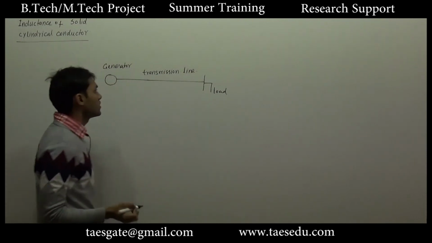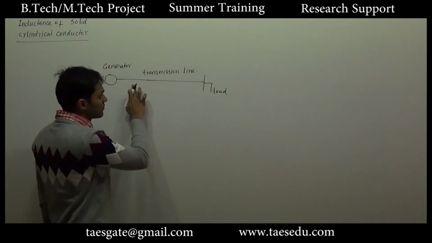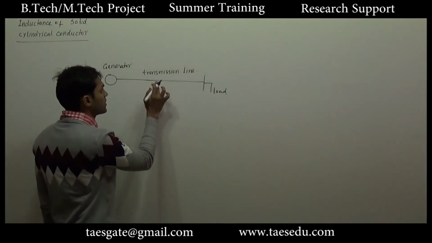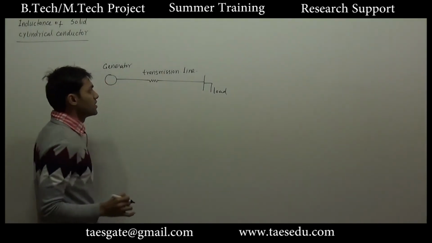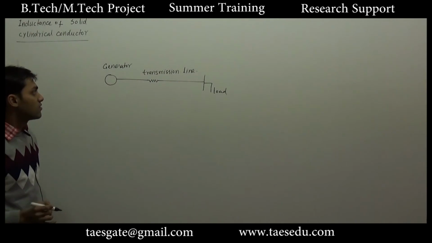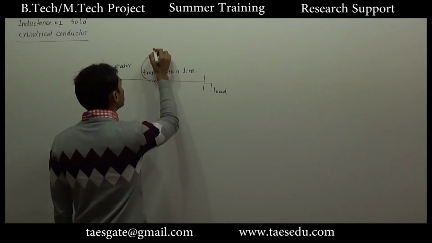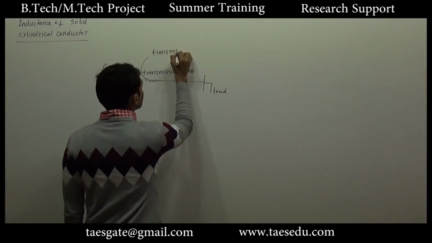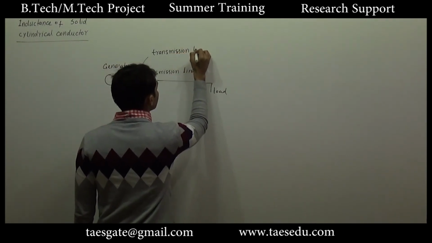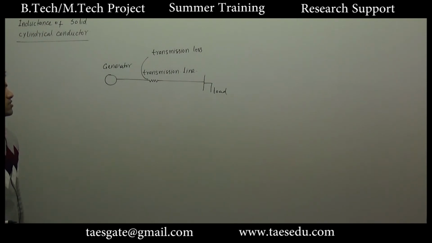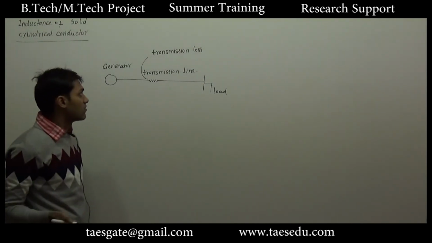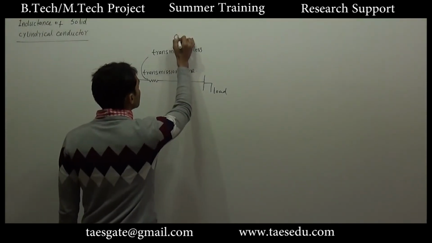There is one very obvious parameter. If we have a transmission line, that is a conductor, it will have some resistance. So this is very obvious, and due to this resistance we will have transmission losses. Transmission loss due to resistance in conductor. There is one more factor due to which we may have transmission loss, that is corona.